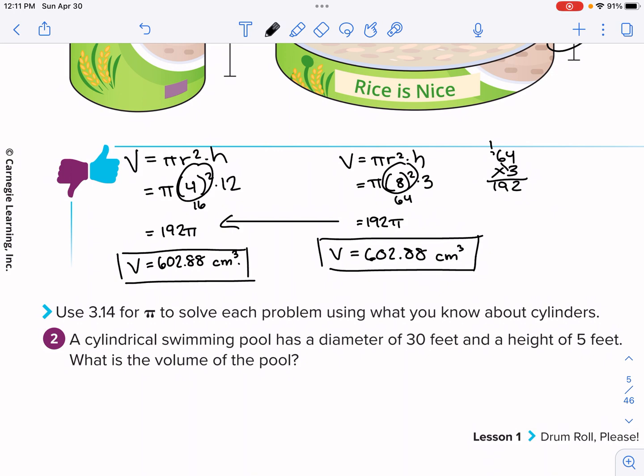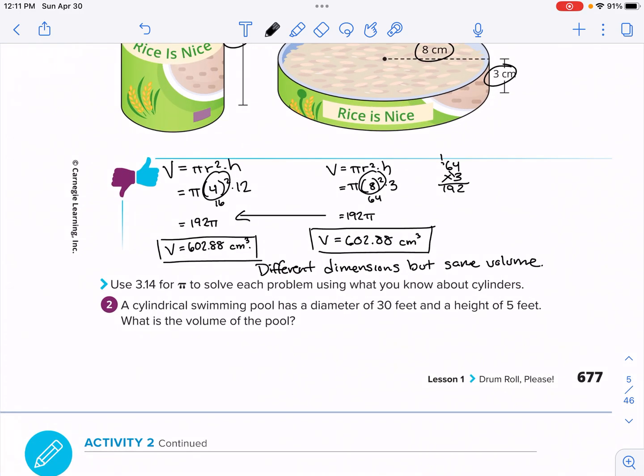So what would we tell them? We tell them that they have different dimensions, but they have the same volume. So we're going to say different dimensions, but same volume, where they occupy the same amount of space, technically. All right. And then number 2.